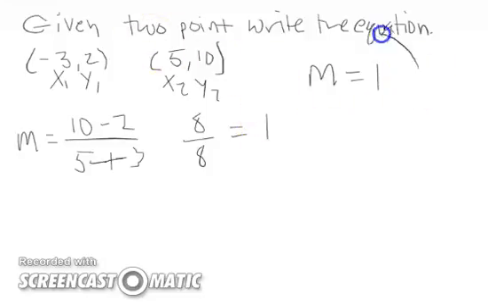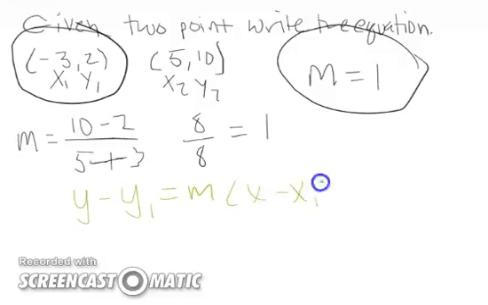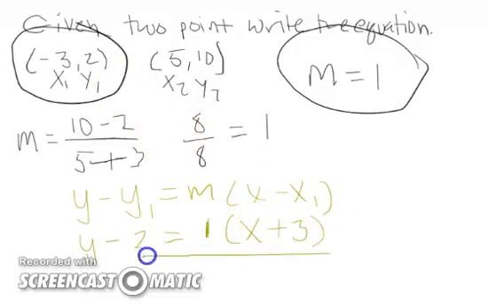Once I have a slope, I can get a point, and we can solve using point-slope formula. Our point-slope formula is y minus y1 equals m times x minus x1. Plug in 1 for m. y minus 2 equals x minus a negative 3, which becomes a positive 3. And that's technically an equation of the line.